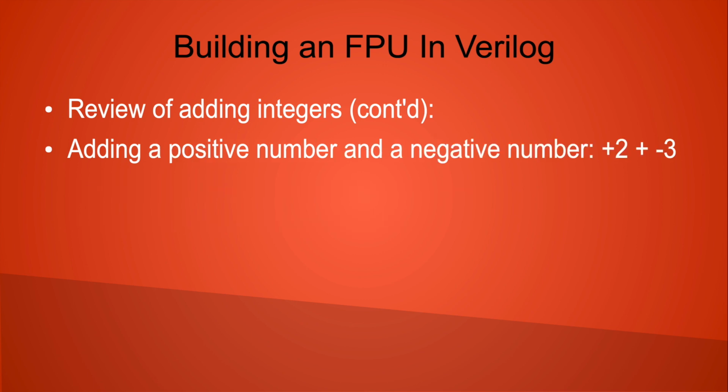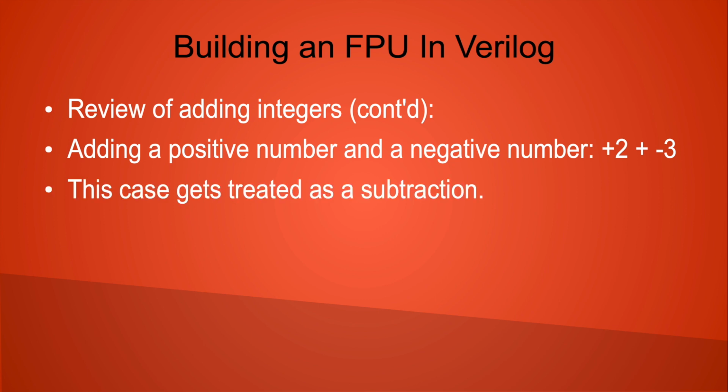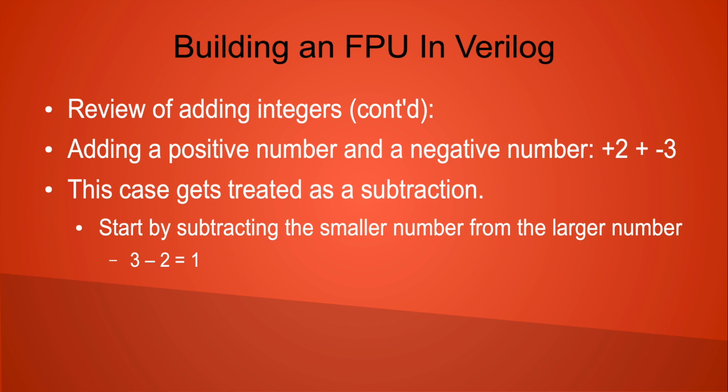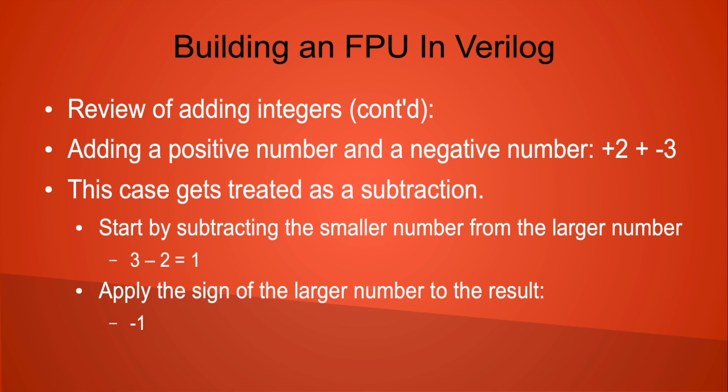When adding a positive number and a negative number, things get a bit more complicated. Say we want to add positive 2 plus negative 3. Instead of treating this as addition, we treat this as subtraction of two positive numbers. We start by subtracting 3 minus 2 to get 1. Then, because the magnitude of negative 3 is greater than the magnitude of positive 2, we add the negative sign to get a result of negative 1.